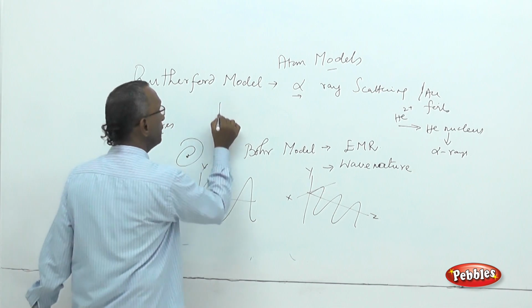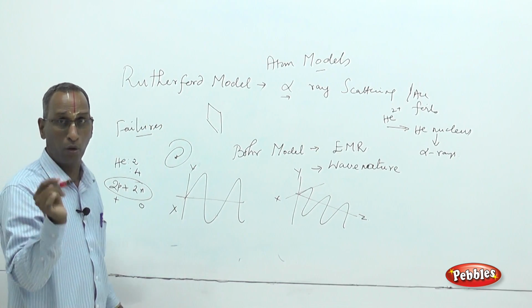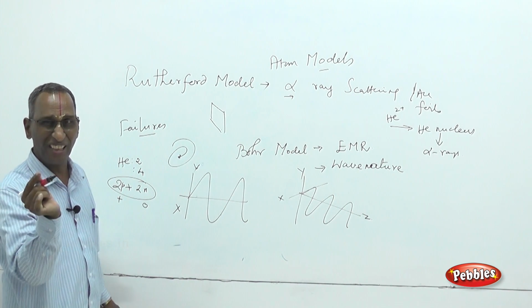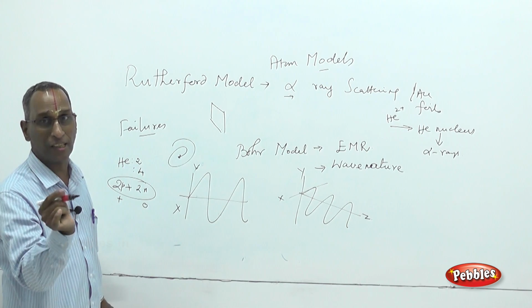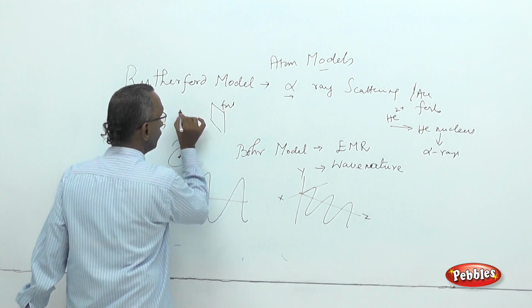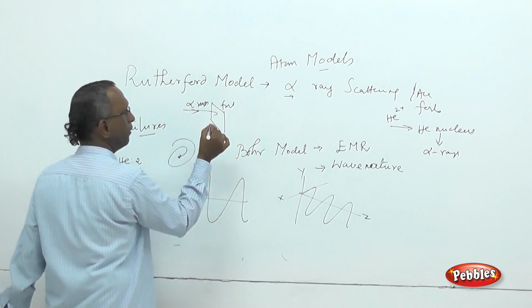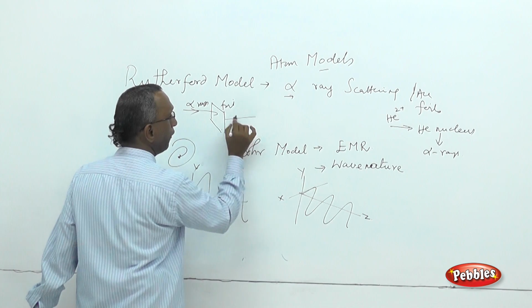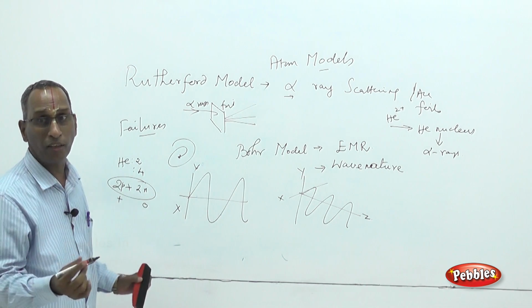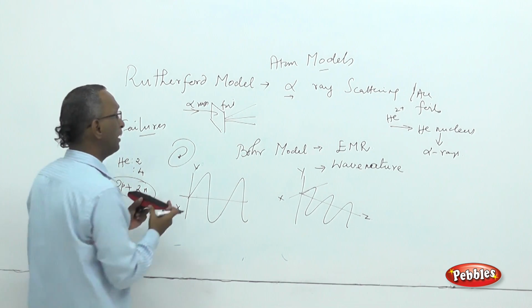So he bombarded thin gold foils. Gold is a precious metal, and a thin sheet or thin strip is called foil. He bombarded the smallest gold foil with alpha rays. Some of the rays were deflected, and some of the rays were not deflected. Many of the rays were not deflected. Only a few of the rays were deflected.